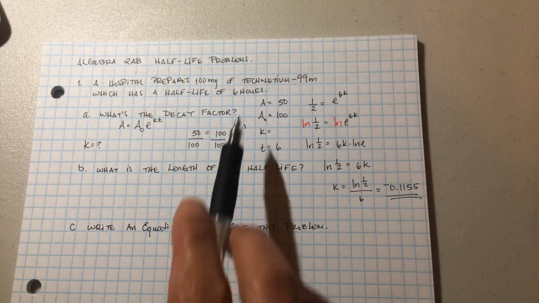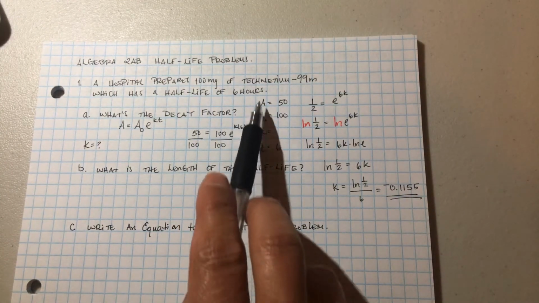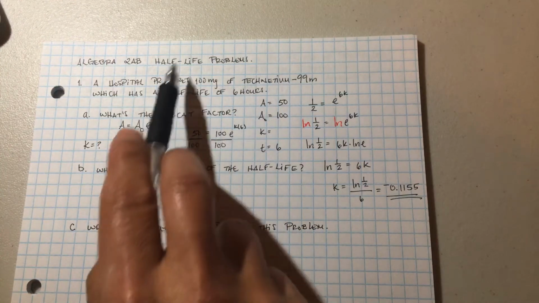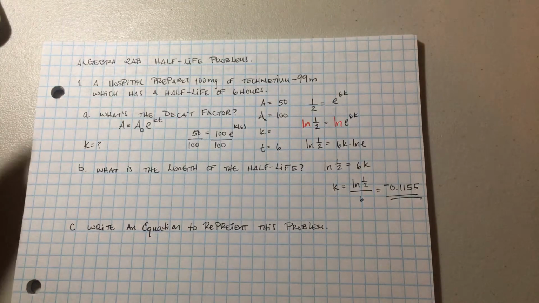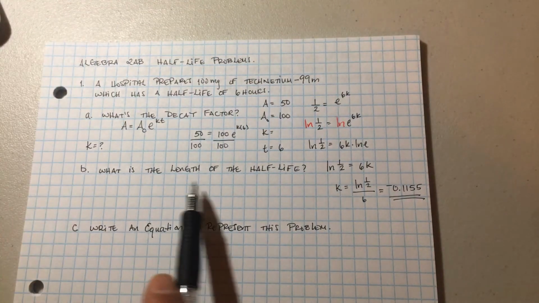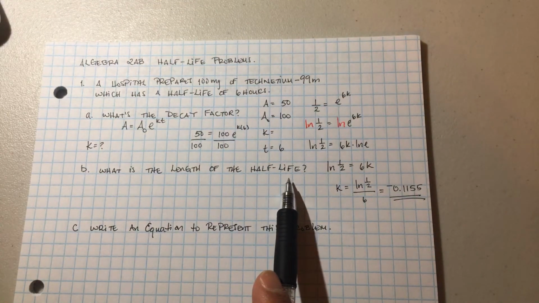So what did I do? I started off with labeling everything that you need. With these half-life problems, you're always going to use this formula right here. Let's go to part B. It says, what is the length of the half-life? This seems like a tricky question, but they already give it to you.